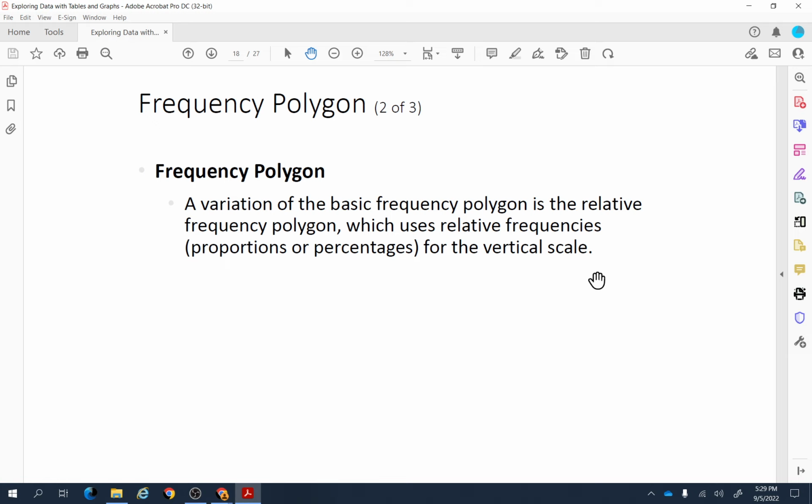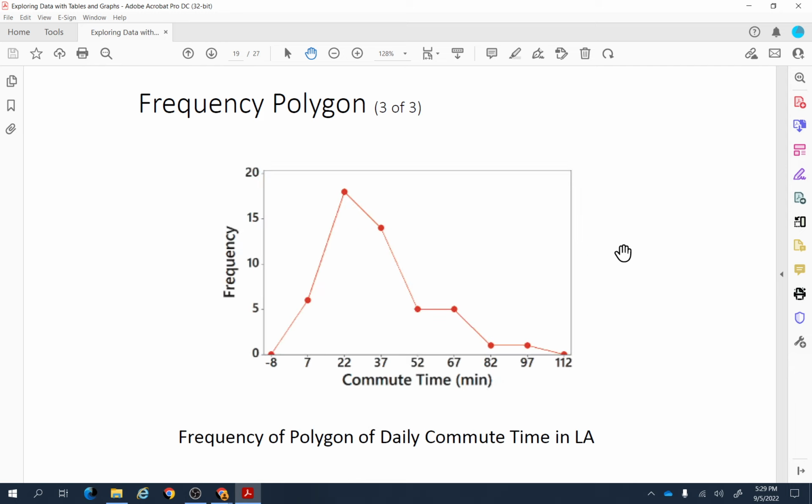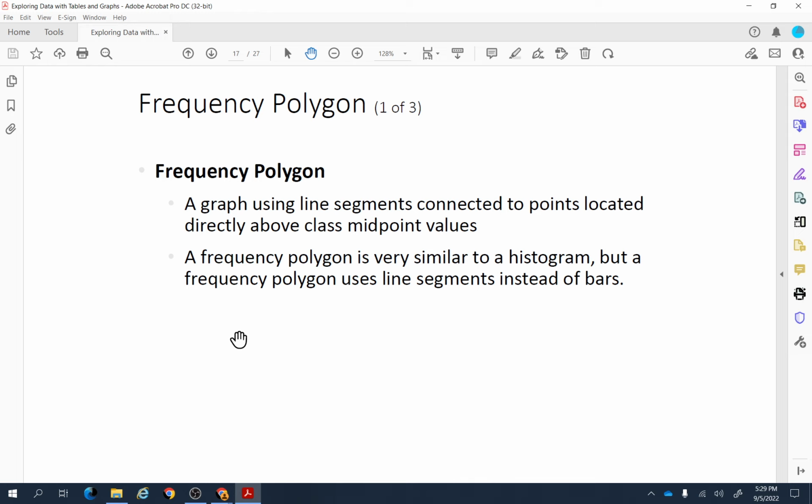There is another variation of frequency polygon that's called relative frequency polygon, where we can compare the percentages of different frequency polygons. So here this is the frequency polygon for commute time, and this is the frequency. As you can see here, a frequency polygon is very similar to the histogram, but a frequency polygon uses line segments instead of bars. The graph uses line segments connected to points located directly above the class midpoint values.